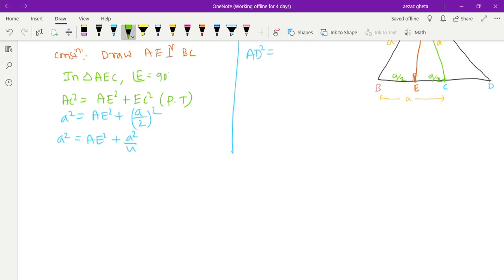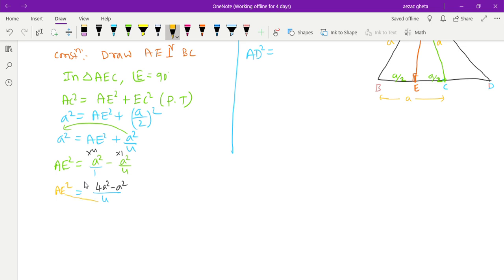Now what will we get? We just transpose that. If I transpose a square by 4 to the other side, I will get AE square is equal to a square minus a square by 4. Take the LCM. 4 is the LCM, into 4 and into 1. 4a square minus a square. We'll get here, this is AE square.